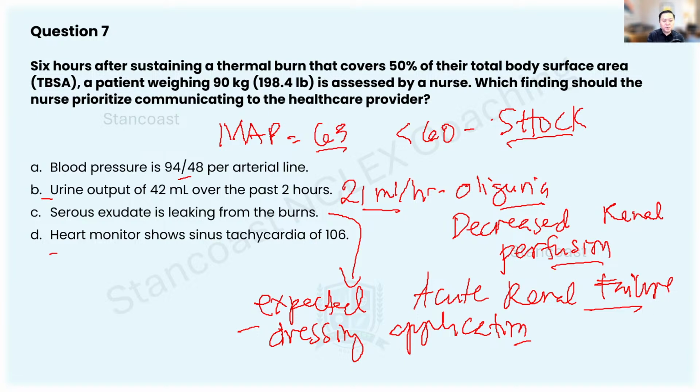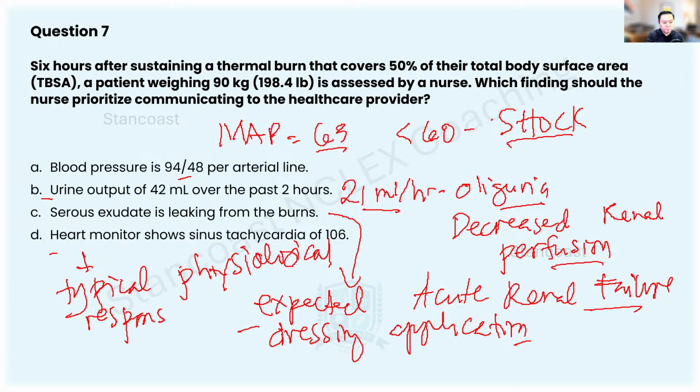Letter D, heart monitor shows sinus tachycardia of 106. Well, with sympathetic nervous system stimulation during the acute phase, tachycardia is a common response to the burn injury. It's not really going to call for an immediate intervention unless there is shock. Okay, at this point, there is no shock yet. So again, this is a typical physiologic response. We'll keep monitoring this patient's heart rate as well. All right, so we are going to answer letter B.